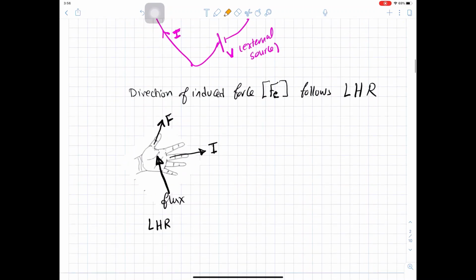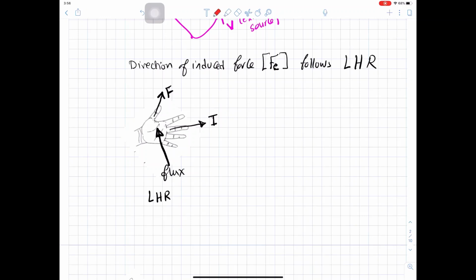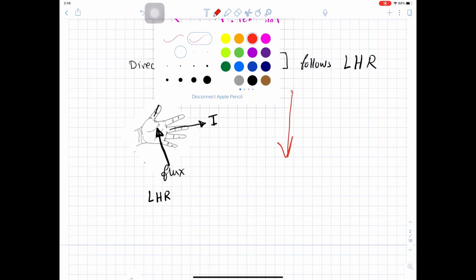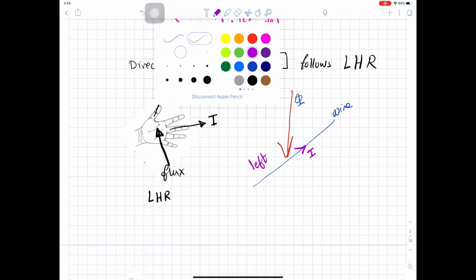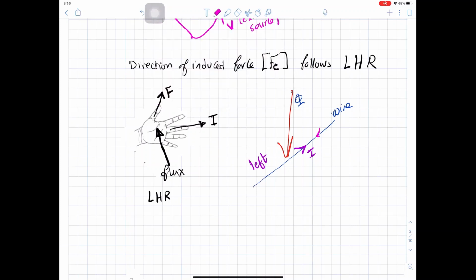So if you have a vertical flux and you have a horizontal wire, this is a wire and this is flux, and you inject current in this direction, I, the wire will move to the left. If you change the direction of the current, so if the current is going in this direction, this is I, the wire will move to the right.